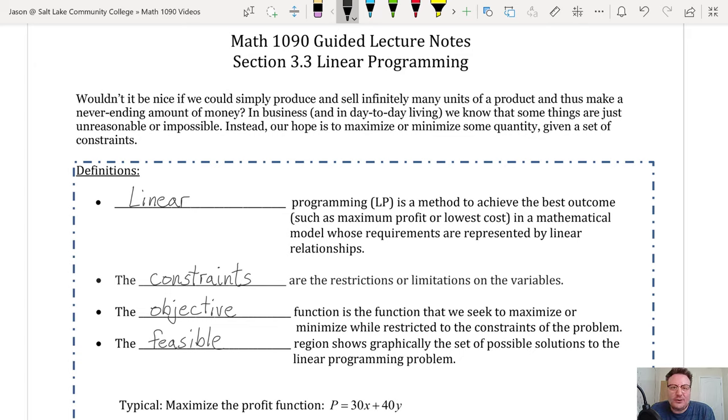Okay, this is section 3.3 on linear programming. Okay, let's start with these definitions.